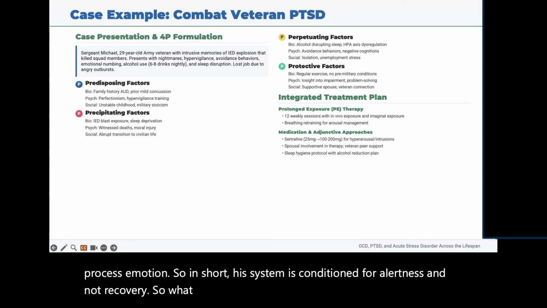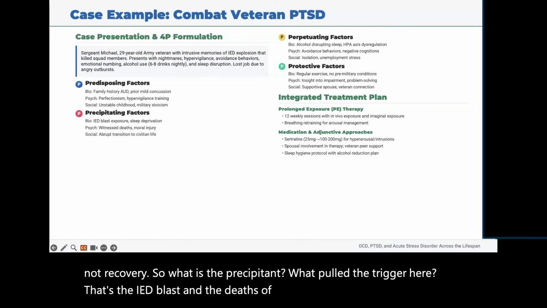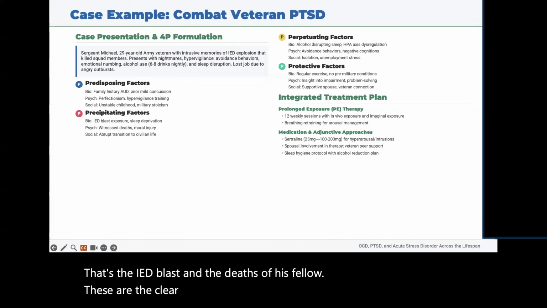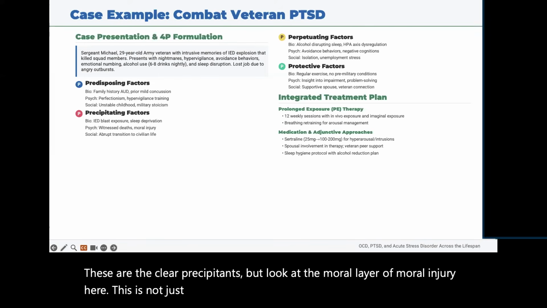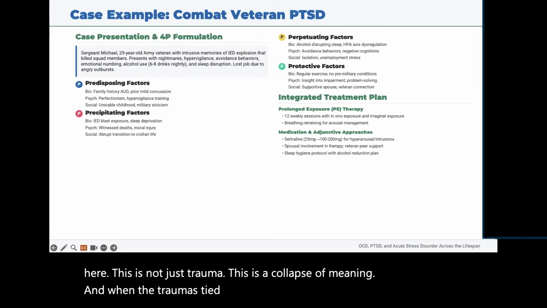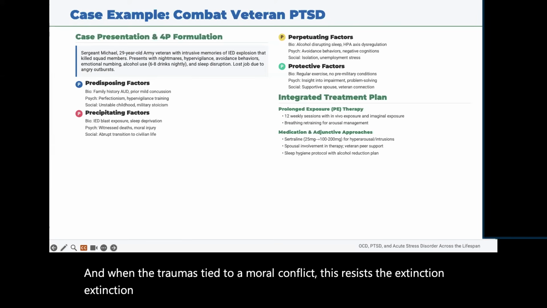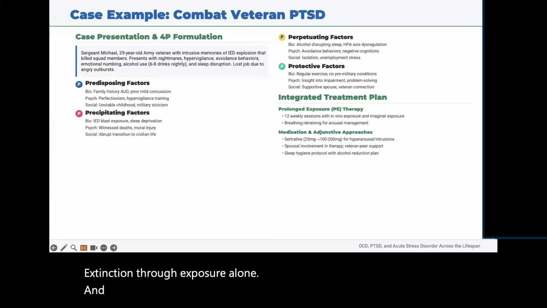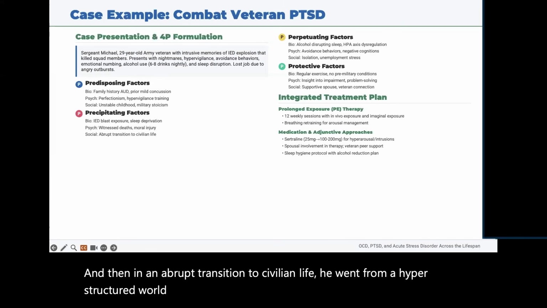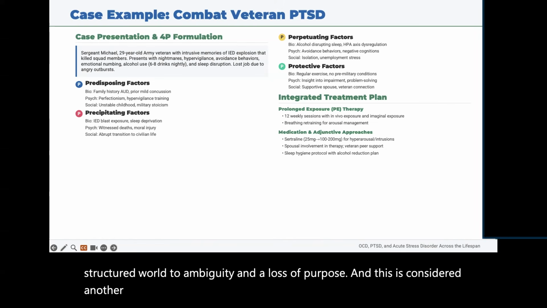So, what is the precipitant? What pulled the trigger here? That's the IED blast and the deaths of his fellow soldiers. These are the clear precipitants, but look at the moral layer of moral injury here. This is not just trauma, this is a collapse of meaning. And when the trauma is tied to a moral conflict, this resists the extinction through exposure alone. And then in an abrupt transition to civilian life, he went from a hyper-structured world to ambiguity and a loss of purpose. And this is considered another shock to the system.